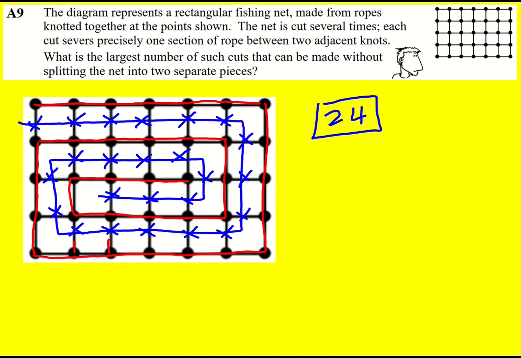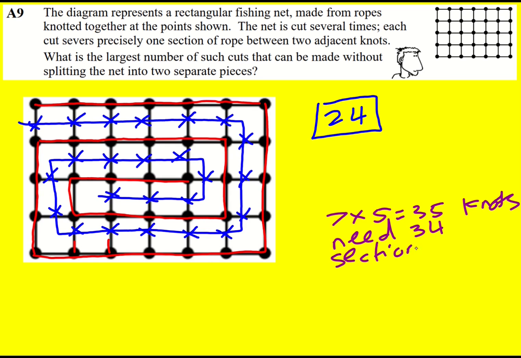Another way to approach this question without the diagram is to use that idea because we have at the start 1, 2, 3, 4, 5, 6, 7 knots along here and 5 along here. So I actually have 7 times 5 equals 35 knots. Now, at the very end, we know that they all have to be connected together. So we need 34 sections of rope connecting them. Because if I have 3 knots, for example, I only need 2 sections of rope to connect them.